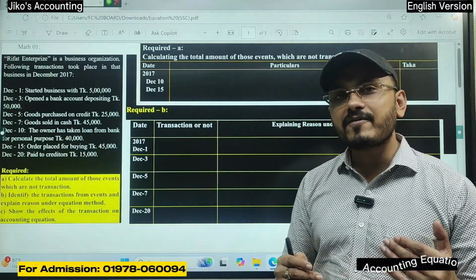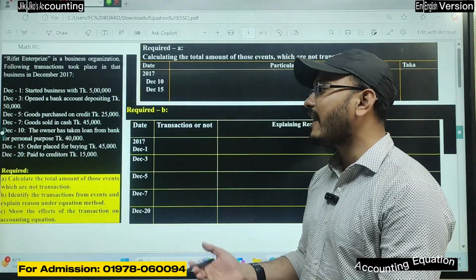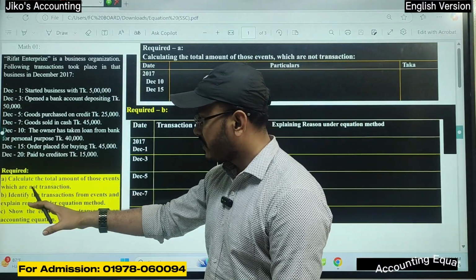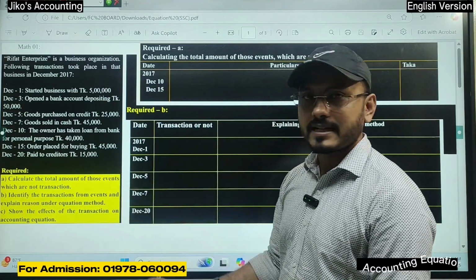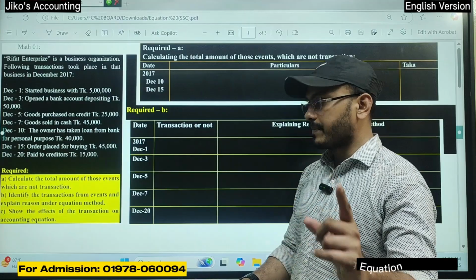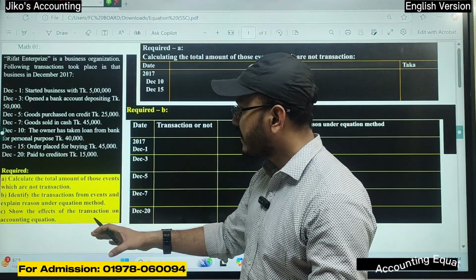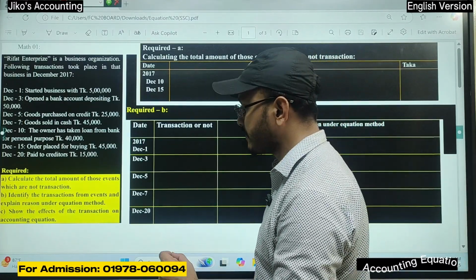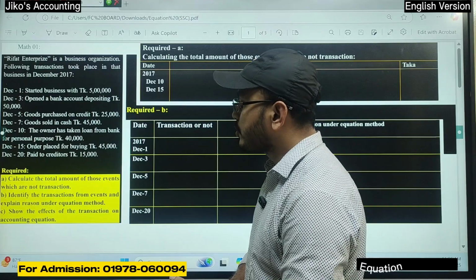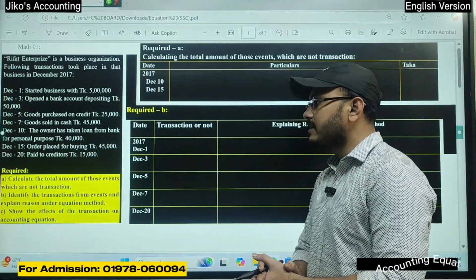First of all, we have to figure out what our requirement is, what we have to solve. The first one is to calculate the total amount of those events which are not transactions. This is the first requirement that we have to fill up. Then the second one, identify the transactions from events and explain the reason under the equation method. And the last one is to show the effects of the transactions on the accounting equation. That means there are three requirements.